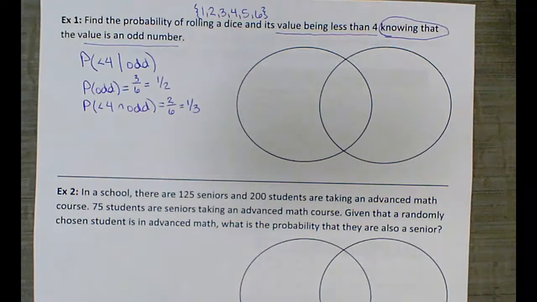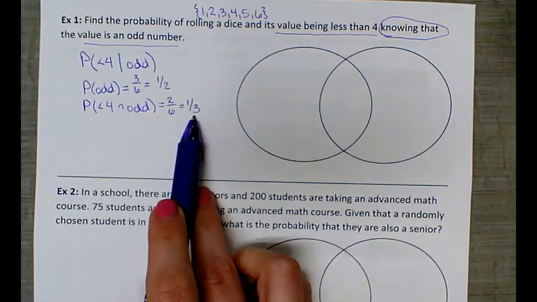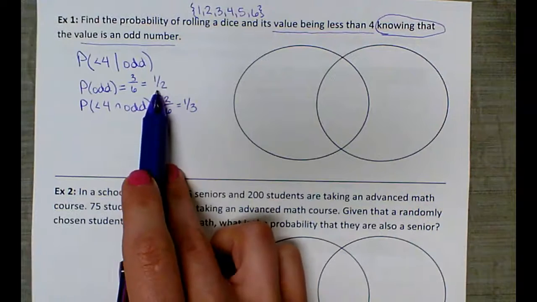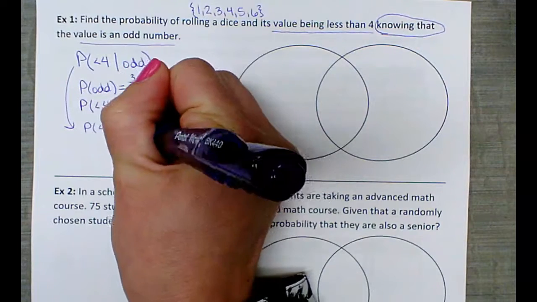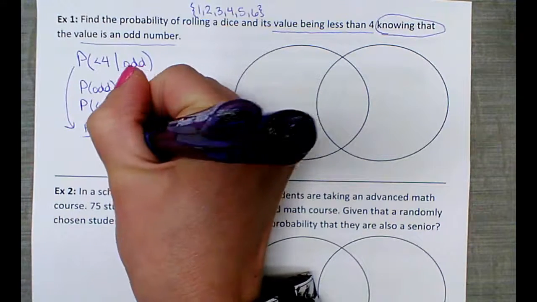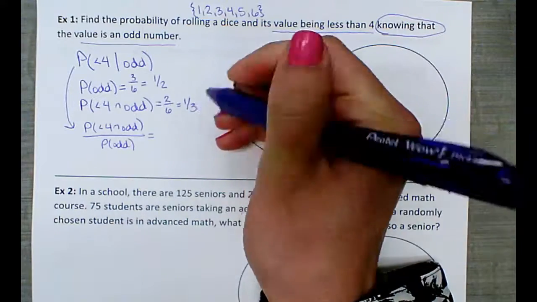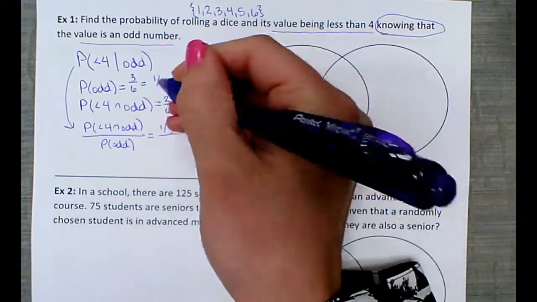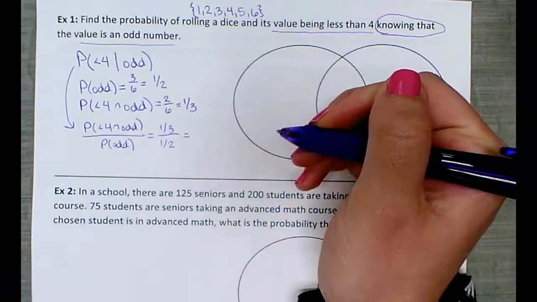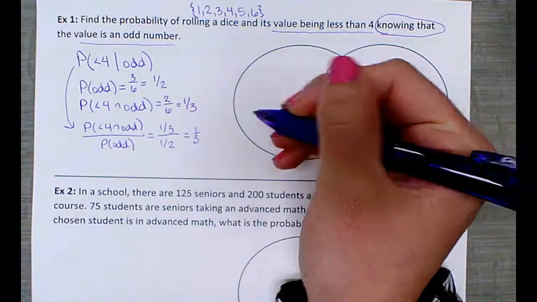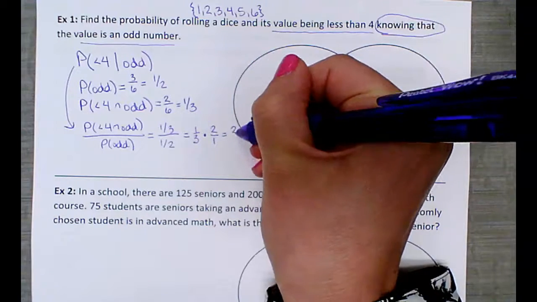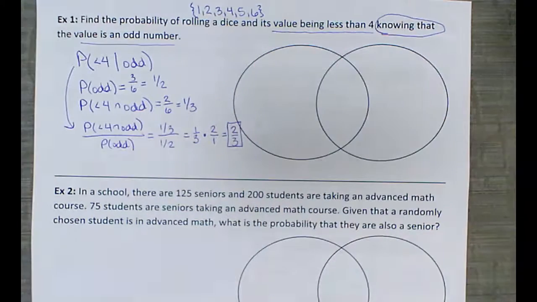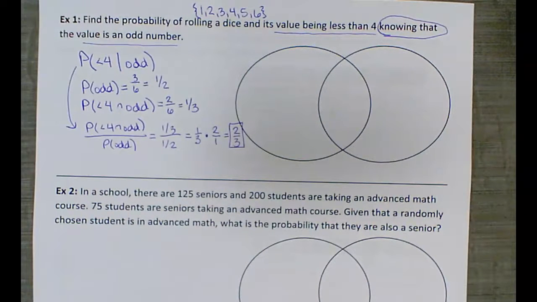Step 3 is to divide the probability found in step 2 by the probability found in step 1. So the formula says that I need to find the probability of the intersection of the events divided by the probability of the known event. So the intersection probability was 1/3. The known event probability was 1/2. When we divide fractions, we keep the first fraction, and instead of dividing by the second fraction, we multiply by the reciprocal of the second fraction. So this is 2/3. That is the probability of rolling a die and its value being less than 4, knowing that the value is an odd number.